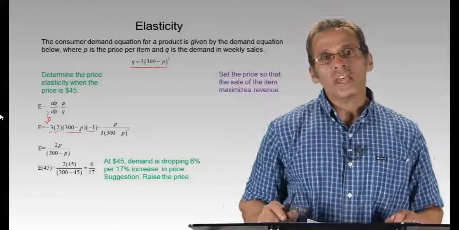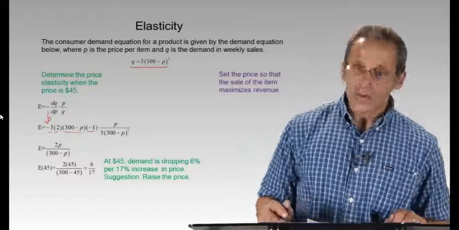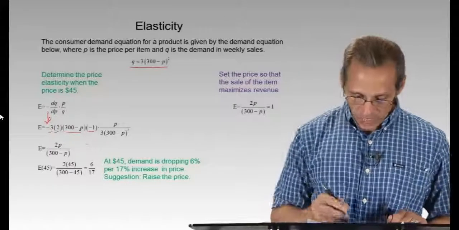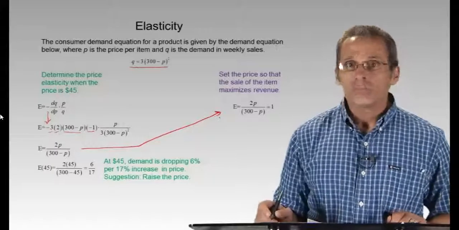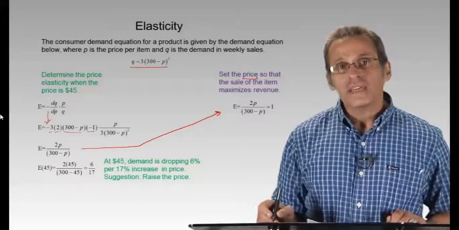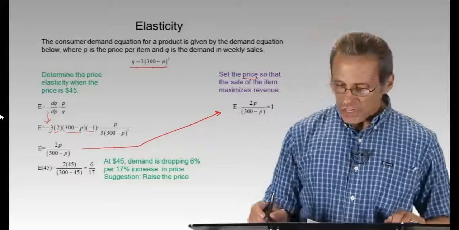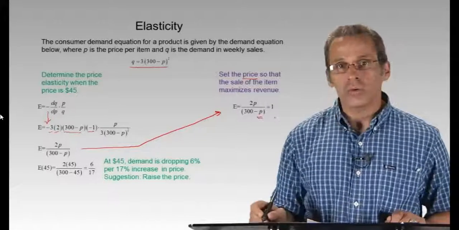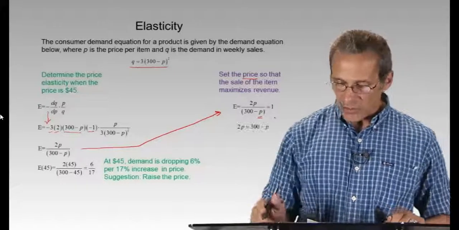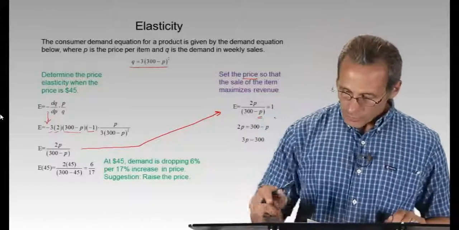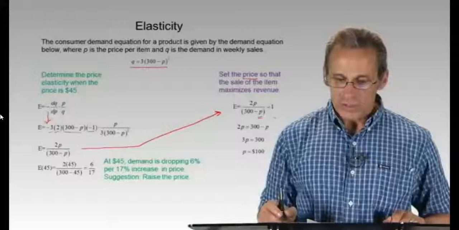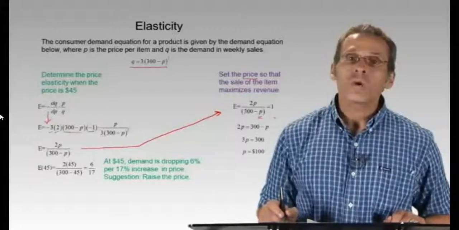Now, what happens if we would like to set the price so that the sale of the item maximizes revenue? Now, we would like our elasticity, whose equation we had determined a moment ago, to be set equal to 1. And since we want to set the price so that the revenue is maximized, we would like to find what P is equal to when E equals 1. We solve for P. Multiply both sides of the equation by 300 minus P. We have 3P equals 300 and P equals $100. At this price, we will have a maximum revenue.